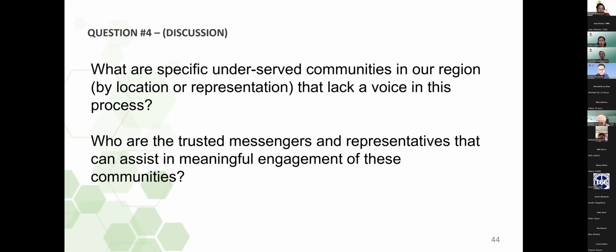And or by representation, I should say, that kind of lack of voice in the process, or don't have as strong a voice, and who could be trusted messengers and representatives that can assist in meaningful engagement in these communities.